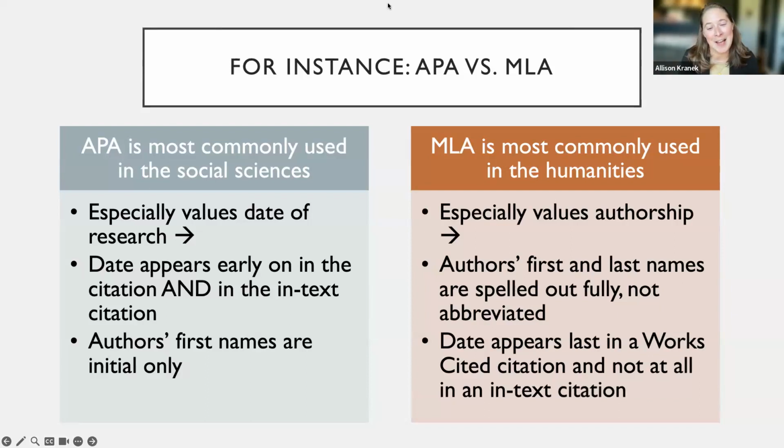I should probably know that. Or if we're reading one that was published recently, because the author's original text doesn't change. And so authorship is really key, and we see that reflected in both the in-text citations and in the works cited. But for MLA, the date appears not at all in in-text citations, and it appears at the very end of a works cited entry.